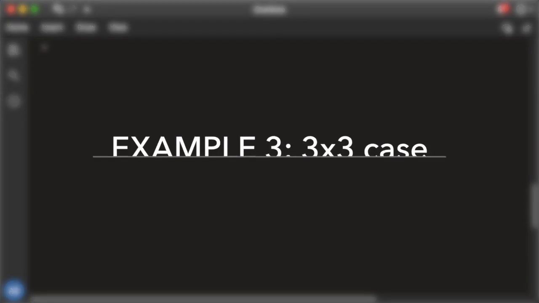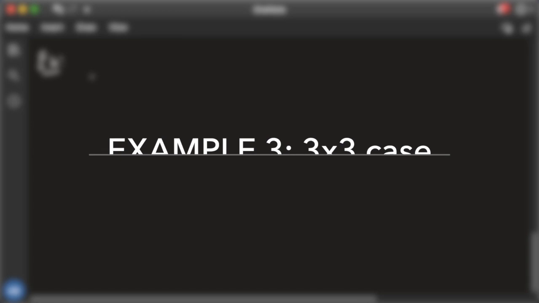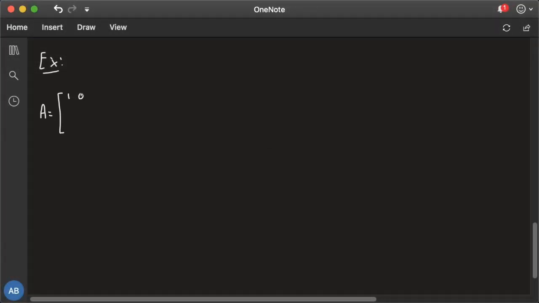Let's see a bigger example. So this time a 3 by 3 matrix, that is 1, 0, 2, 0, 1, 3, right? And 1, 4, and 5. Let's try to find a basis for the row space, or characterize the row space through a basis, and the rank of A. So we're interested in finding the rank of A and a basis of the row space of A.